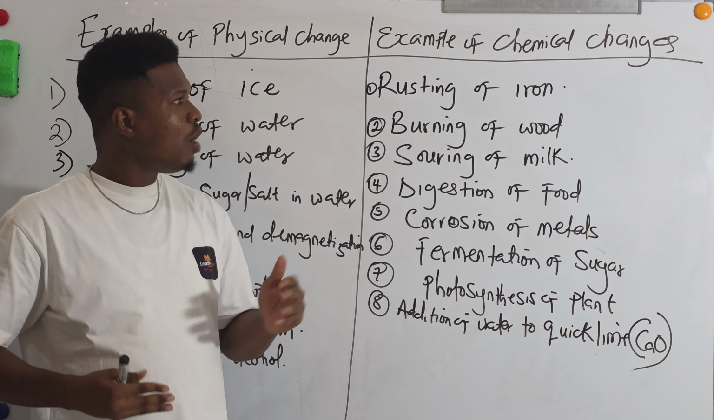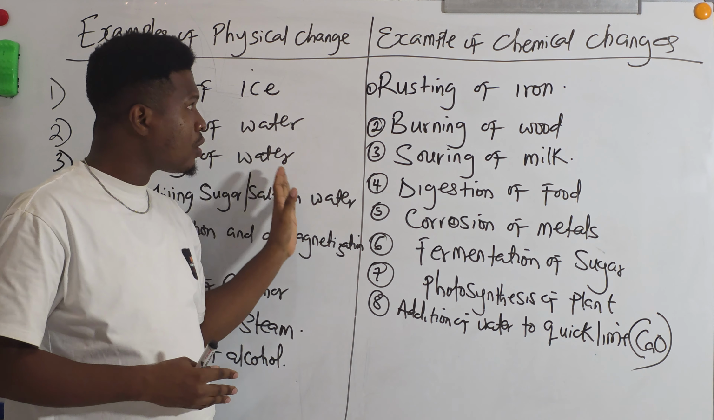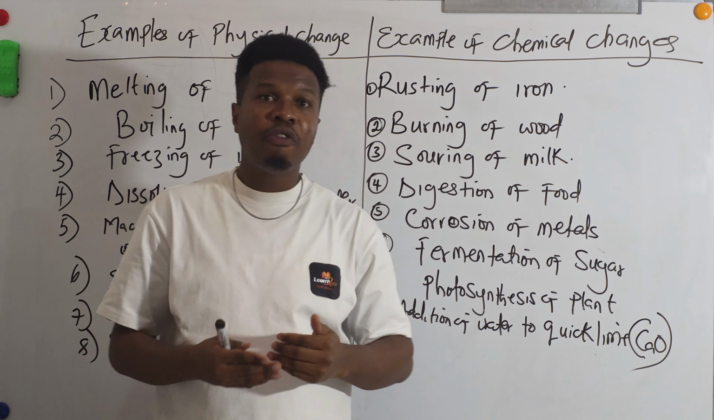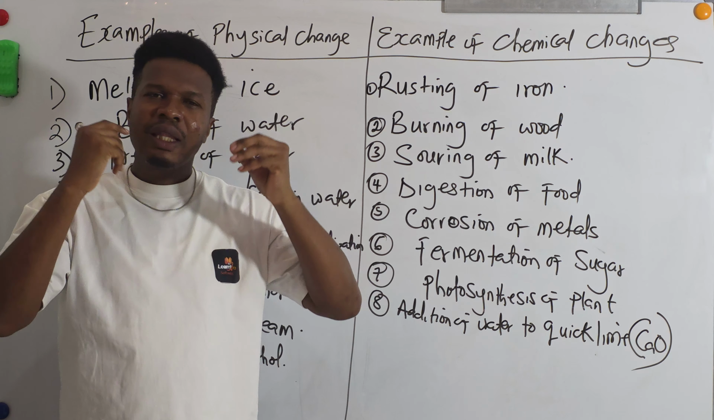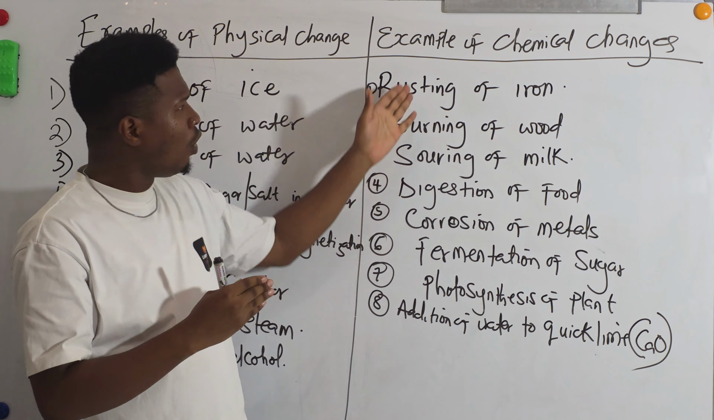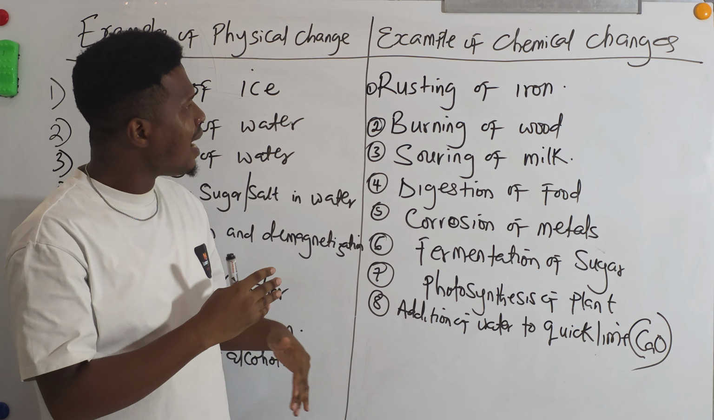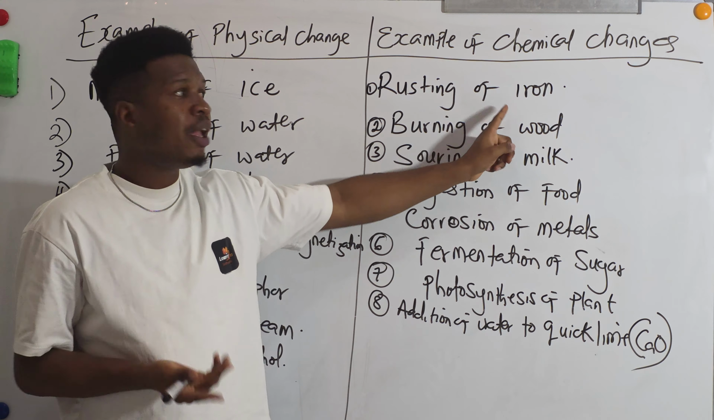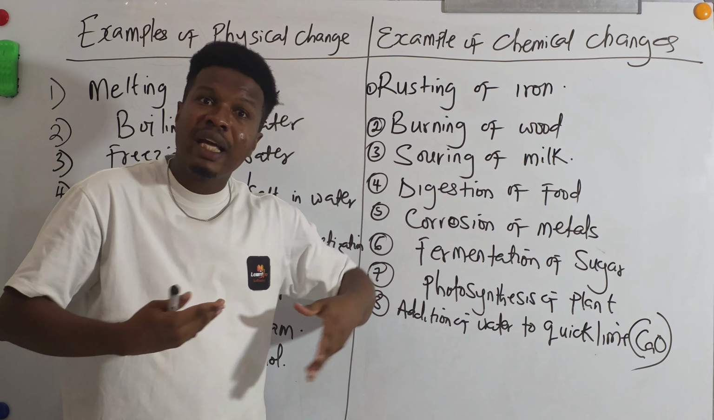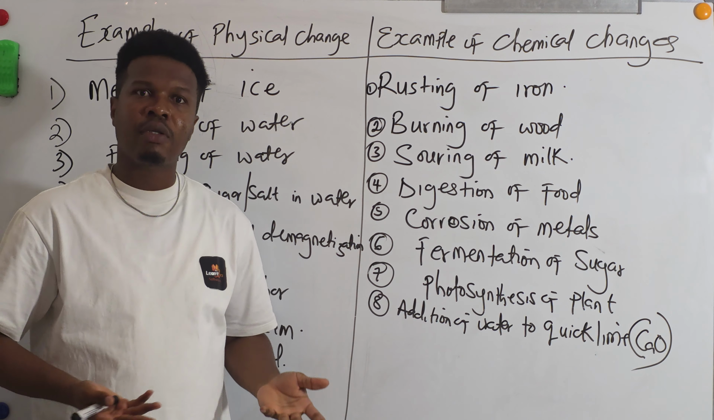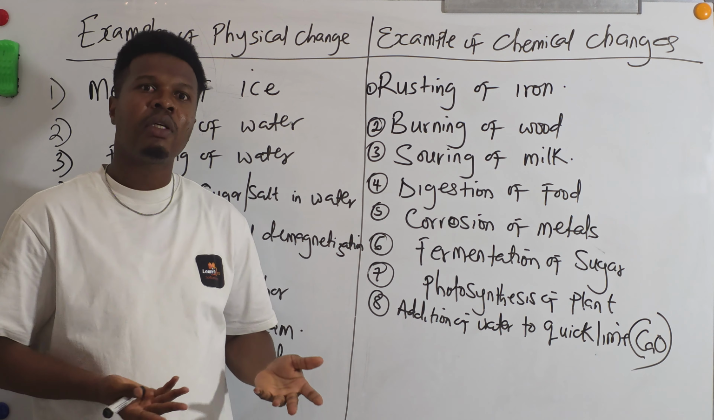In your JAMB, you have to make sure that you know most of these things, because they can ask you, the following are chemical changes except, or which of the following is a physical change. So have the mentality of knowing what a chemical change is. All of these are giving new things. When an iron rusts, it's no longer the iron that you have. You have iron rust, which is different from the iron. When you burn wood, you don't get back the wood again. The wood has been burnt, so it's a chemical change.